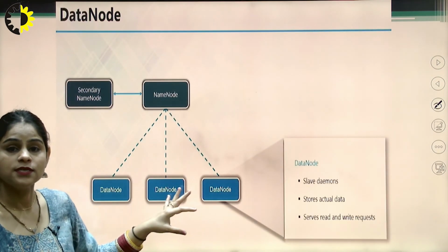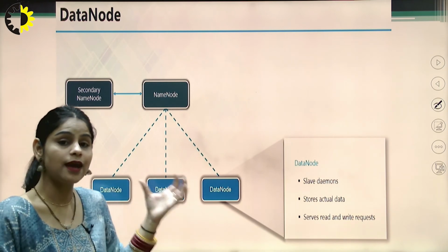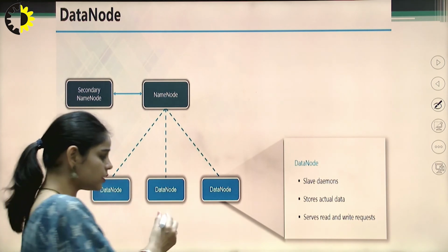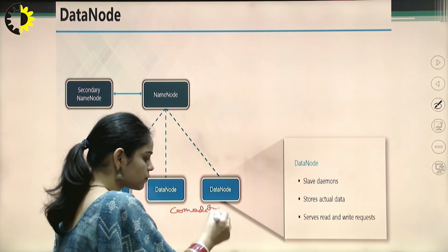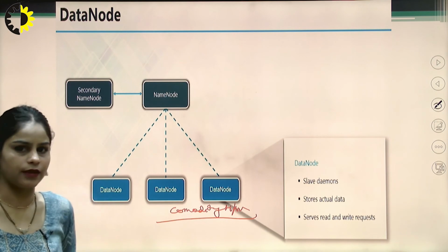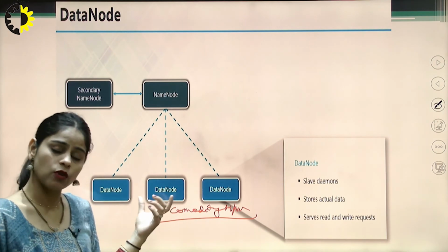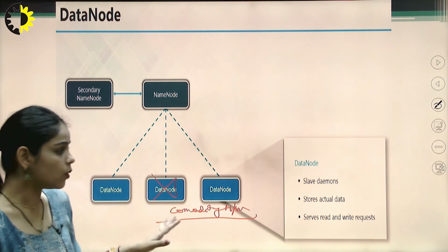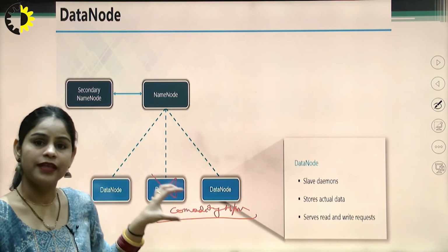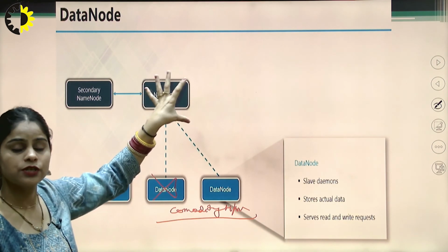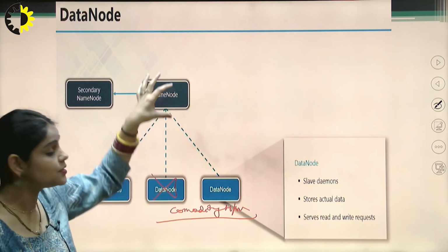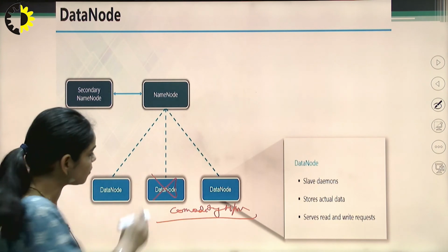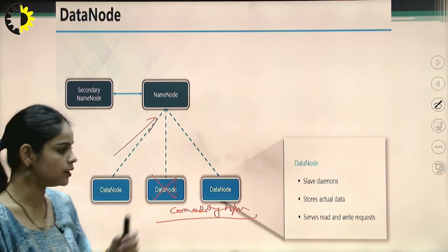The second component was data nodes, where the actual data is being stored. So this is where our actual files are being stored, and these are nothing but commodity hardware. These are not costlier devices. If one of the data nodes is not working or is blocked, we can easily replace it with some other node, right? Now, these are the slave daemons. It means they depend on the instructions that they get from the name node. And in order to get these instructions, they have to inform the name node whether they are in working mode or not, right? So they provide heartbeat to the name node, as we have already discussed.